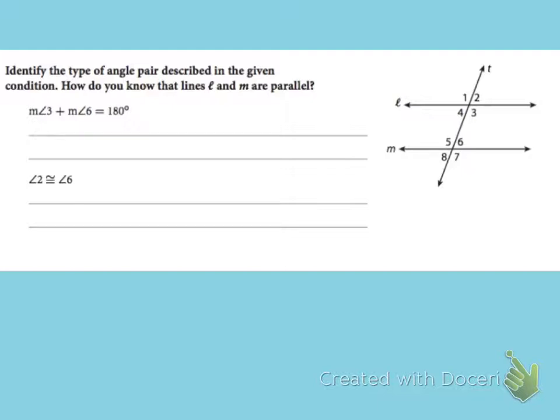Okay, and our final example here. It says, identify the type of angle pair described in the given condition. How do you know that the lines L and M are parallel? So the first statement is that angles 3 and 6 add up to 180 degrees. So first I'll take a second, think about what kind of angle pair that must be. Okay, if you said they were same side interiors, you're right. So you could say angle 3 and angle 6 are same side interior angles, right?